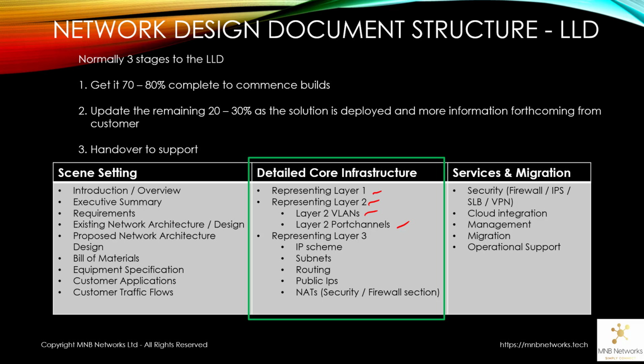When we talk about representing layer 3, there's multiple subsections that we need to talk about here. The IP addressing scheme, the subnets in use, routing protocols, if there's any public IPs in use, and finally, or probably not finally, there's probably some other things in the layer 3 section of this, but finally, if there are public IPs being used, then we need to consider network address translation and where that occurs on the network. So it could happen on a firewall or it could happen on a router, depending on the topology of the network.